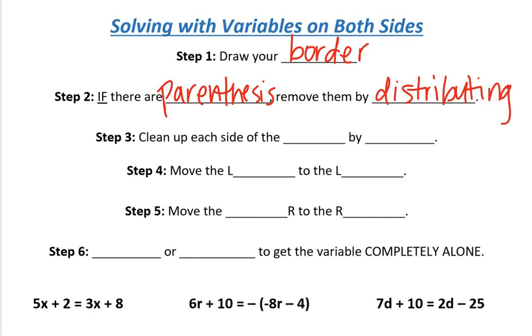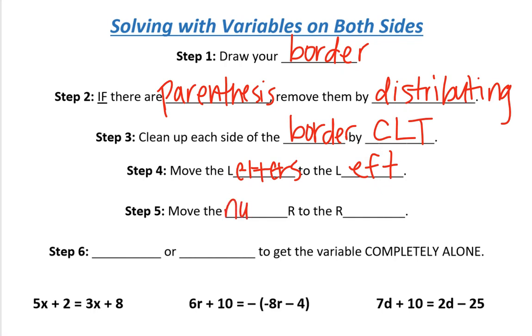The next step is to clean up each side of the border by combining like terms. So I'm just going to abbreviate here, combining like terms. Then we move the letters to the left, which are our variables, which are those V's, and we move the number or our constant to the right. Okay, so we want our V's and our C's on different sides of the equal sign.